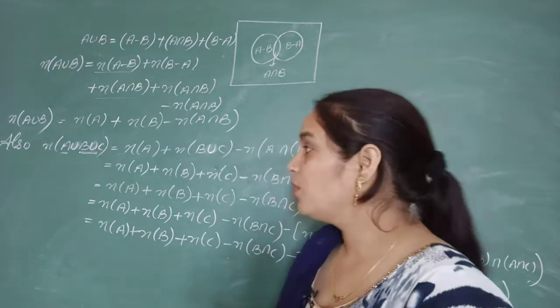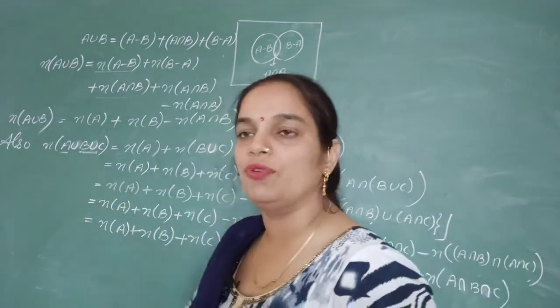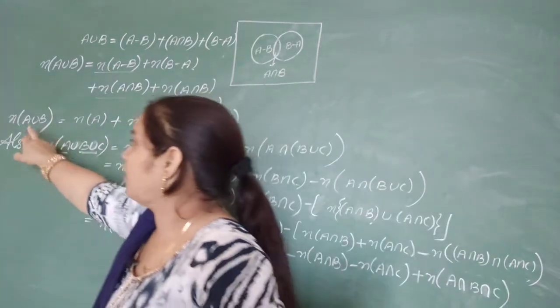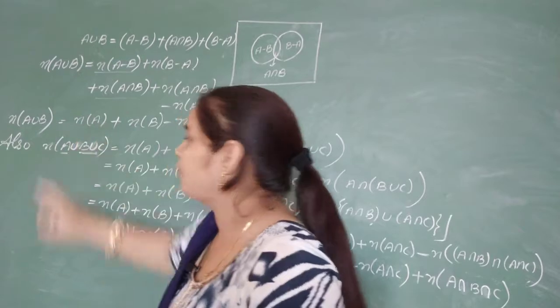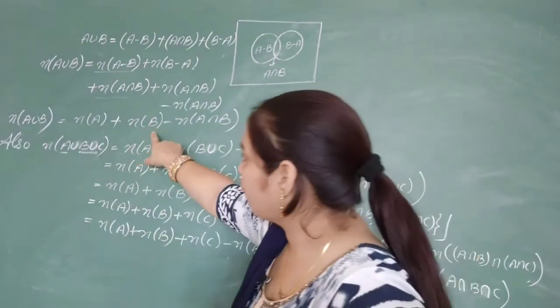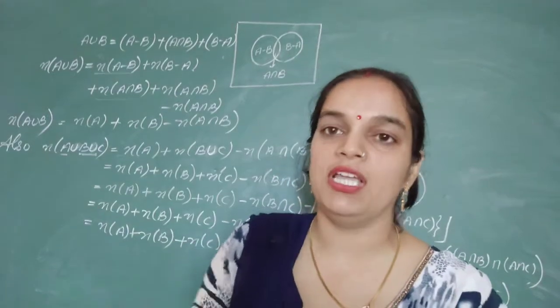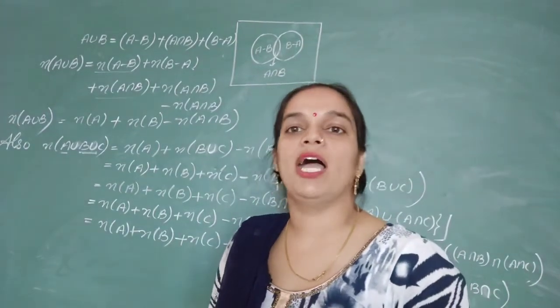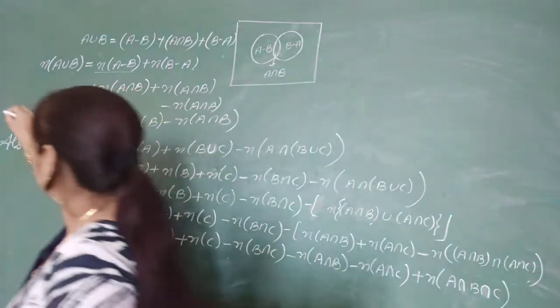From here we get the property of union and intersection, that is the number of elements in A union B is equal to the number of elements in A plus the number of elements in B minus the number of elements in A intersection B. This is the main result you have to remember to solve the questions. This is our main result.